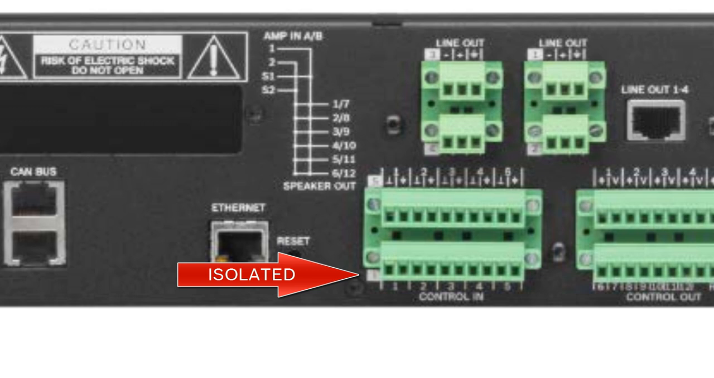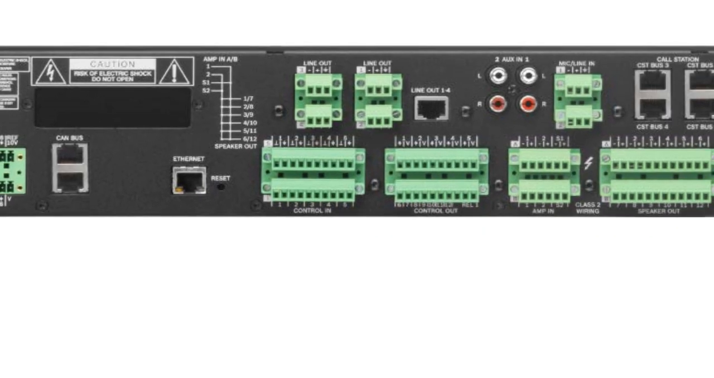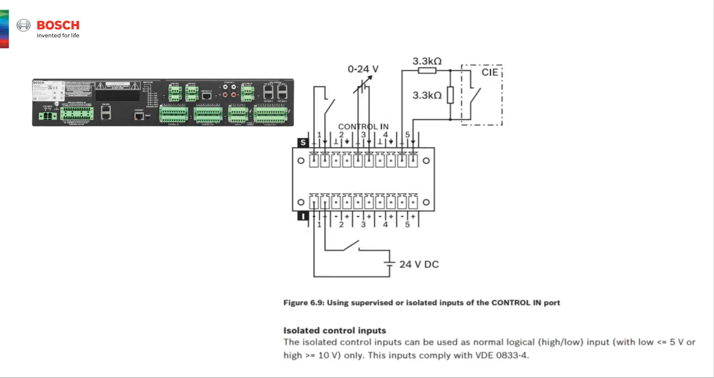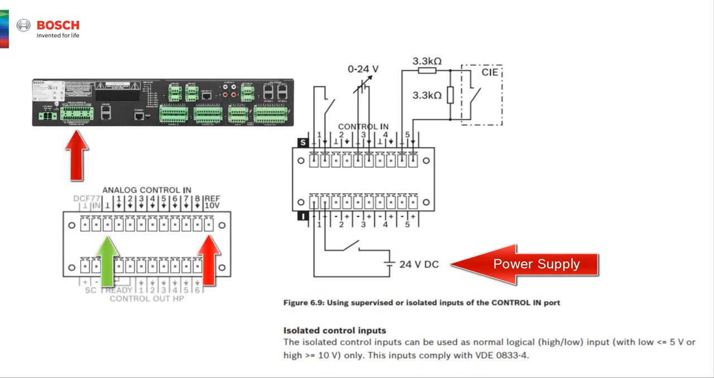The isolated control inputs, located on the bottom Phoenix block of the control in, have a different wiring method and require a power source to become active. An external power supply can be used for this, as well as the 10-volt reference and ground pins located on the analog control in Phoenix block. It should be noted that the analog control inputs are only located on the PAVIRO controller and are not present on the PAVIRO routers.